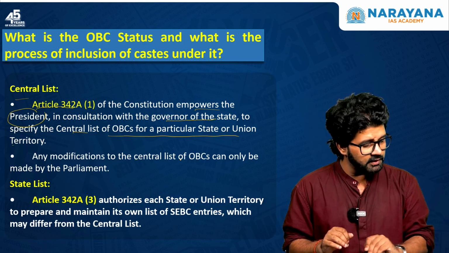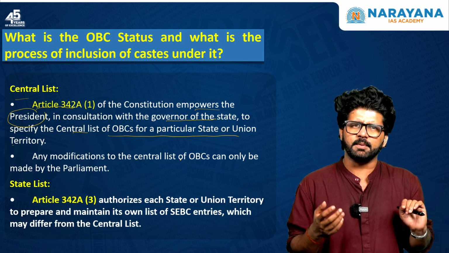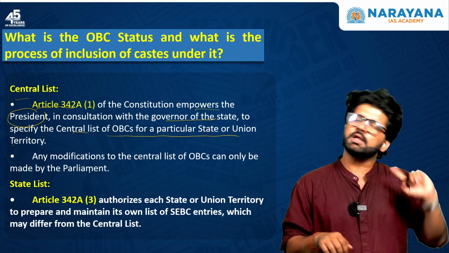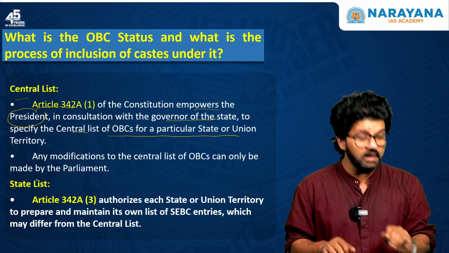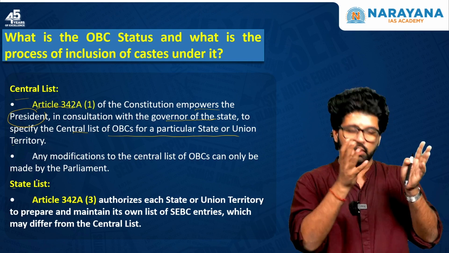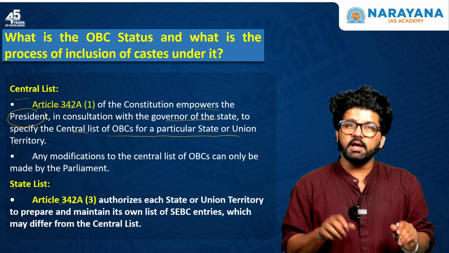Any modification, if it is done, can be made by the Parliament. Is it the same condition for SC and ST? Do check it out, and if you have the answer, you can post it in the comment section. State list: what about the state list of OBCs? So, Article 342A Clause 3.